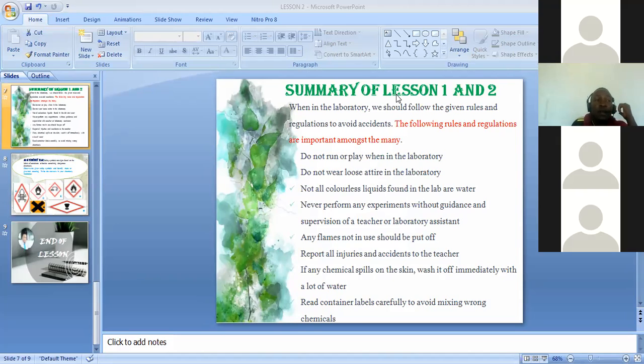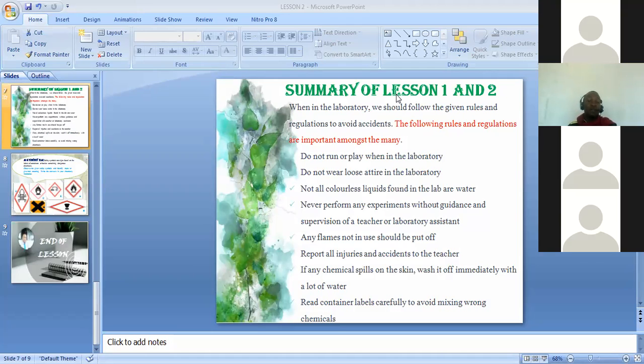In the lab, we normally use apparatus we call Bunsen burners to give us heat. So their flames come from gas. So in case you're not using any particular flame, you must put it off to avoid gas leakage, because that one can lead to explosion of the entire lab.